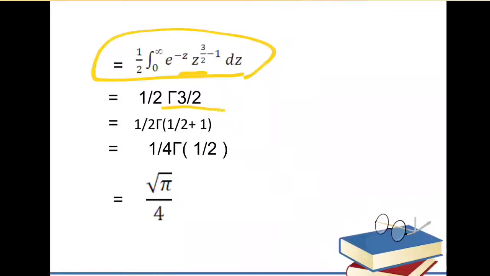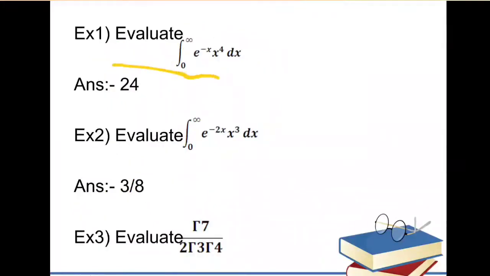And we know how to solve this term. Just reduce 1 from 3 by 2, then it is 1 by 2. Gamma of 1 by 2 is under root of pi. So the final answer of this question is under root of pi divided by 4. These are a few examples you can try. The answer is also given in these questions.